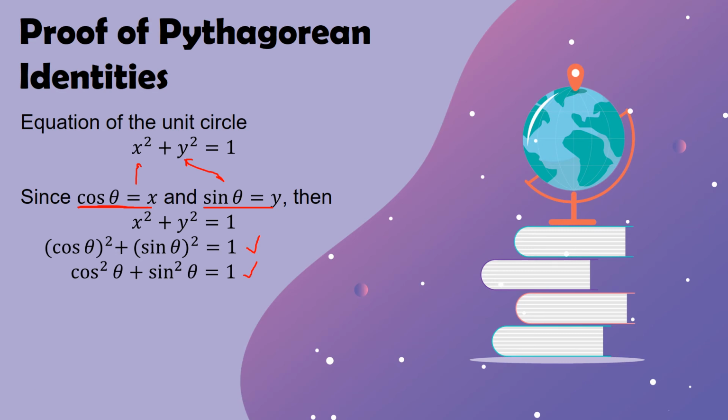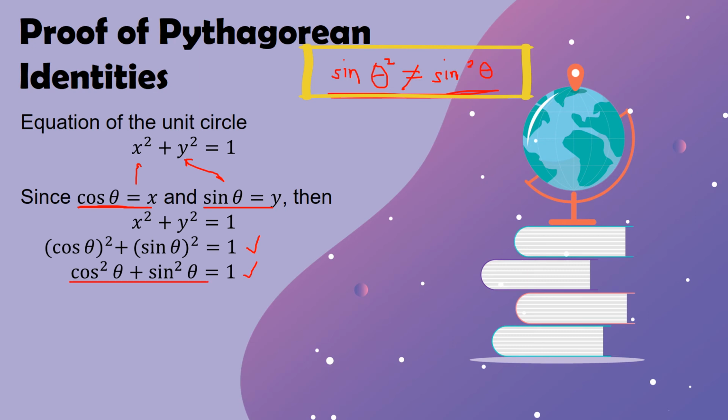Klaruhin natin ha. Lagay ko dito. Remember, yung sine theta squared ninyo ay hindi equal sa sine squared theta. May mga nagkakamali kasi dyan, so I want to emphasize this. Magkaiba po ang ibig sabihin yan. Okay, balik tayo. So we have cosine squared theta plus sine squared theta equals 1.